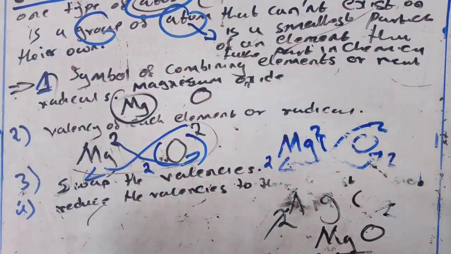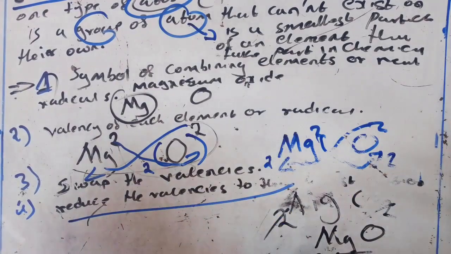And then the last step was reducing the valences to their lowest ratio. So after you have reduced, you now write the chemical formula. So let's look at some of the examples.